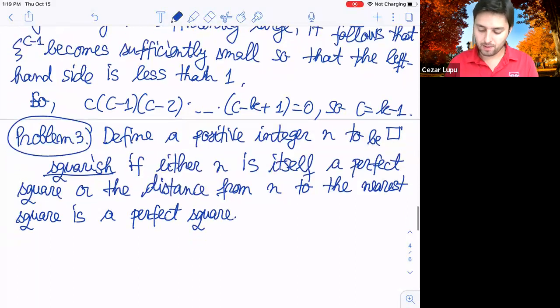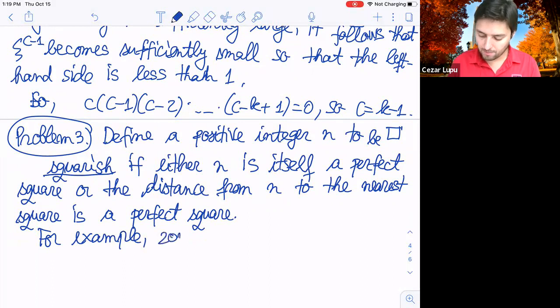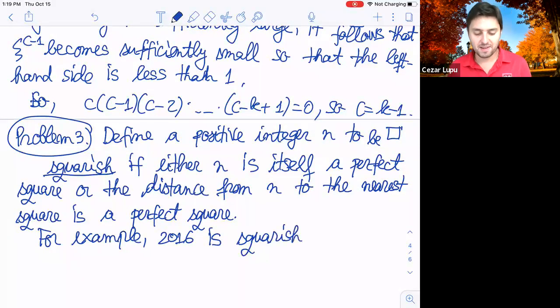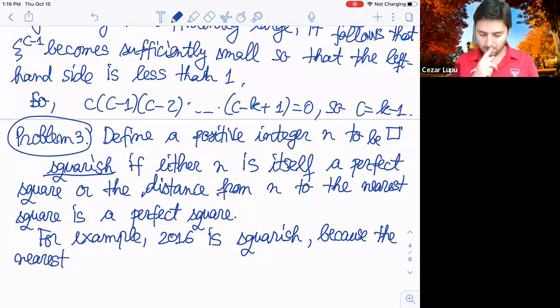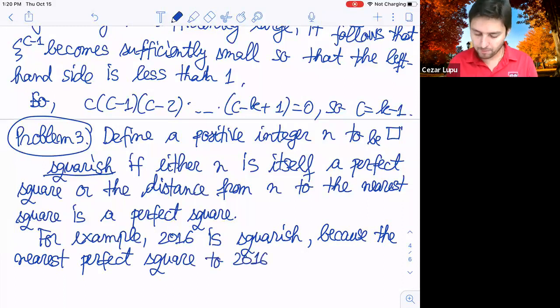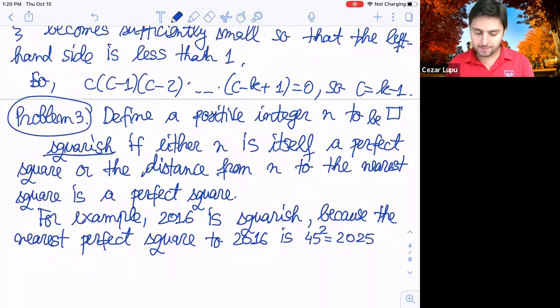Okay. For example, let me take the number 2016. So for example, 2016 is squarish. And let's explain why it's squarish. Because the nearest perfect square to 2016 is 45 squared, which is 2025, and 2025 minus 2016 is 9, which is a perfect square, right?